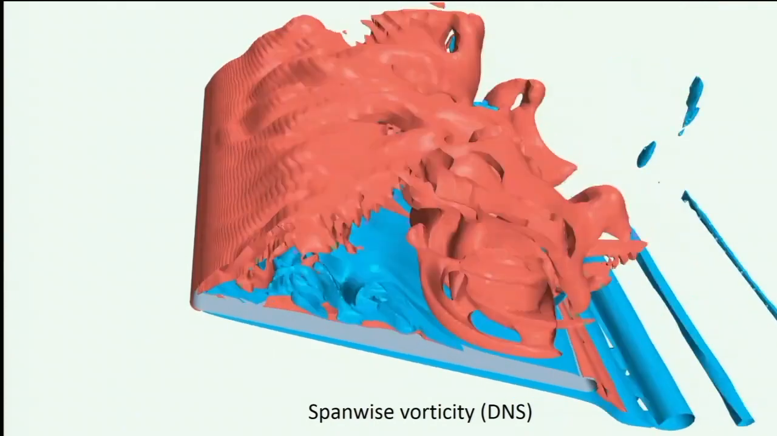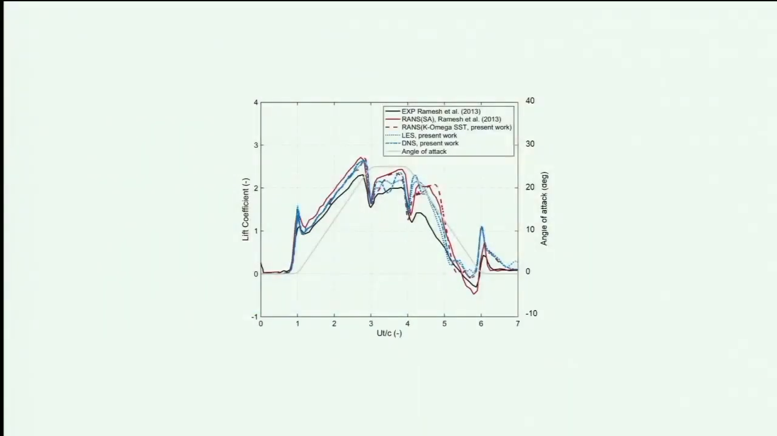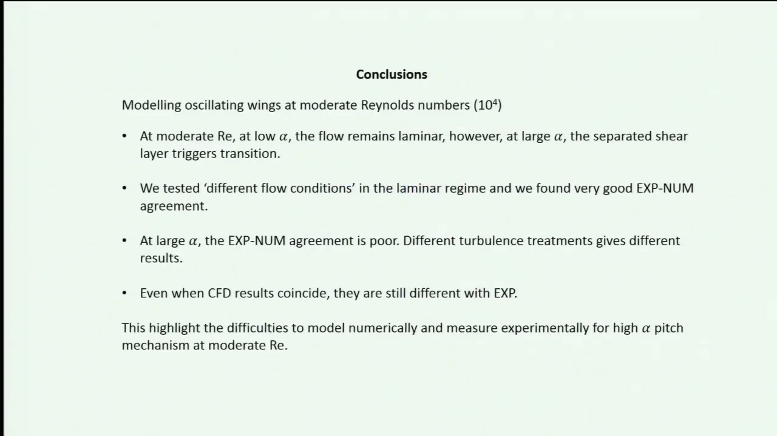However, when we check the result here, we can see the force has no significant change here, only here. We definitely get close to the experimental data. So we come to the conclusion that at moderate Reynolds number, at very low angle of attack, the flow remains laminar, and we found very good experiment and numerical agreement.